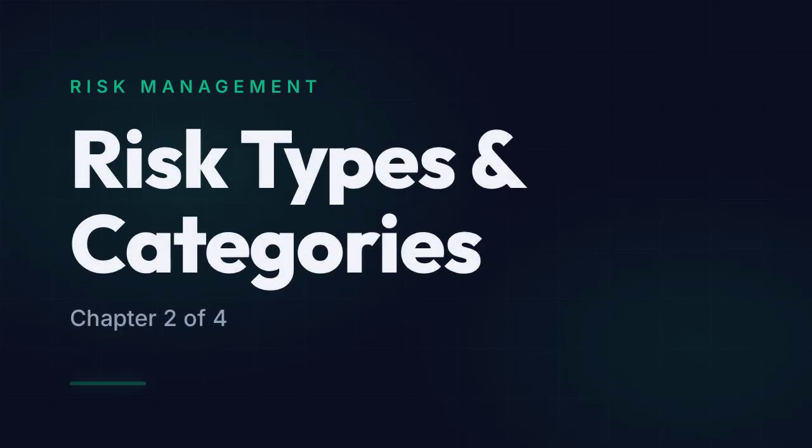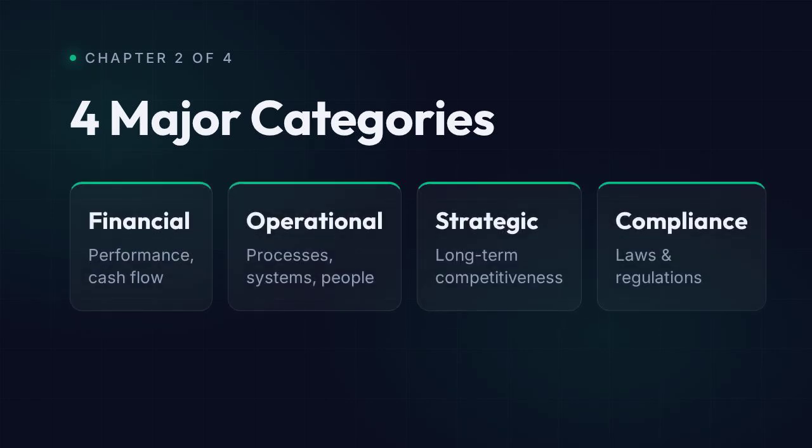Welcome back. In Chapter 1, we learned the framework. Now in Chapter 2, we're going to classify the risks themselves. Because before you can manage a risk, you need to know what kind of animal you're dealing with. There are 4 major categories: financial, operational, strategic, and compliance.